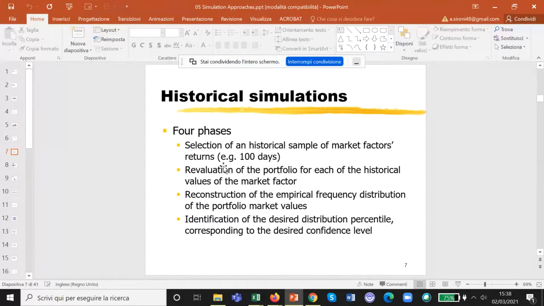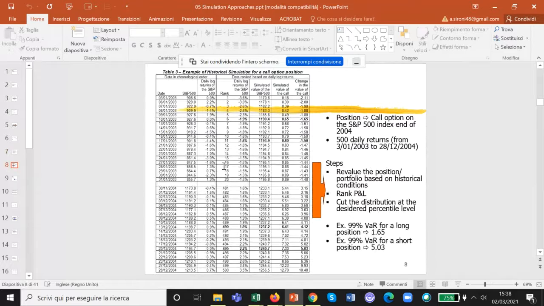Historical simulations are based on 4 different steps. First, you select an historical sample of market factor returns. Second, you revalue the portfolio for each of the historical values of the market factor. Third, you reconstruct the empirical frequency distribution of the portfolio values. And finally, you cut the distribution at the desired confidence level. Now, what does that mean practically? Let's look at a very simple example.